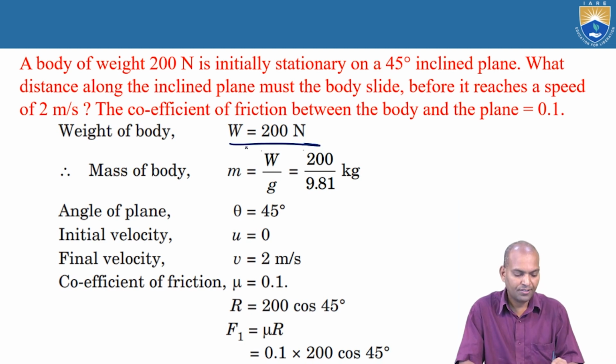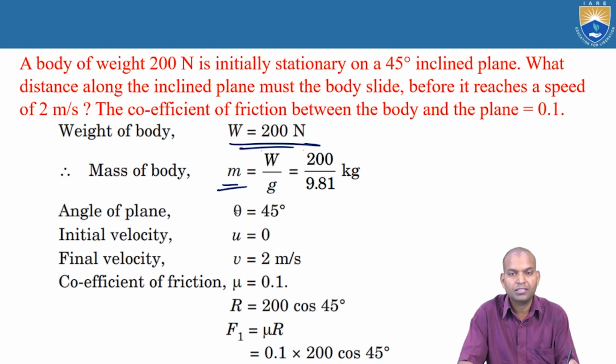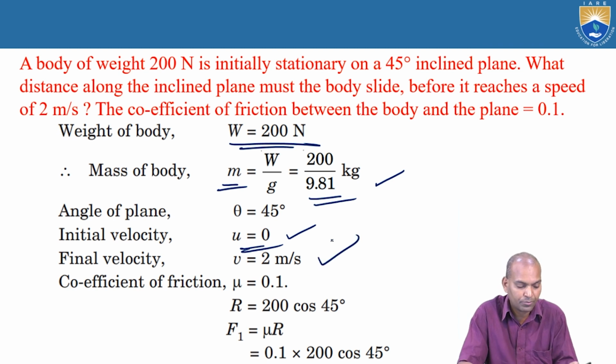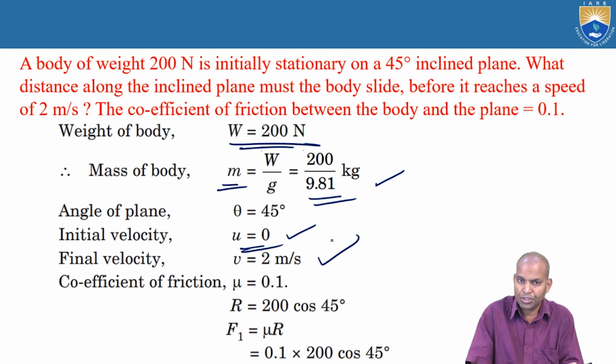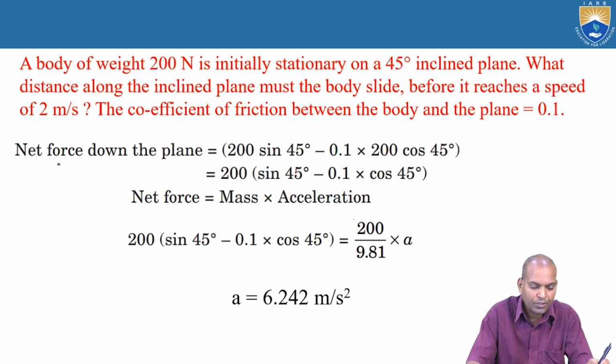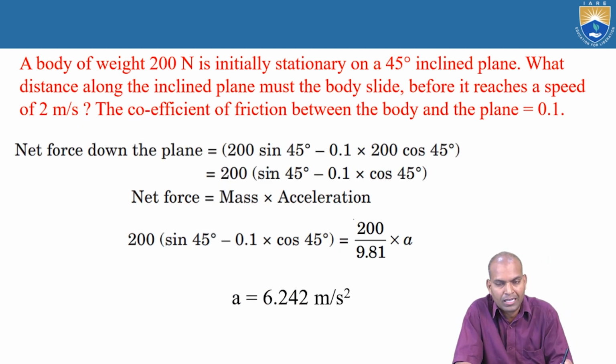The weight of the body is 200 newtons, the mass of the body is W by g, 200 by 9.81, the angle of the plane theta is 45, initial velocity u equals 0, final velocity v equals 2 meters per second, coefficient of friction mu equals 0.1, and R equals 200 times cos 45. That is, F equals mu times R, so the F value is obtained. Now the net force, as I told you here, is 200 times sin 45 minus 0.1 times 200 cos 45.